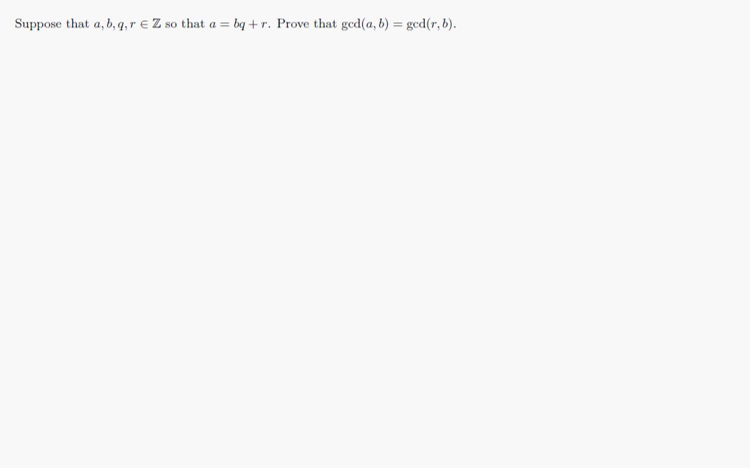Let's now take a look at this next review problem. Suppose that a, b, q, and r are integers, so that a equals bq plus r, shades of the division algorithm. Prove that the greatest common divisor of a and b is equal to the greatest common divisor of r and b.